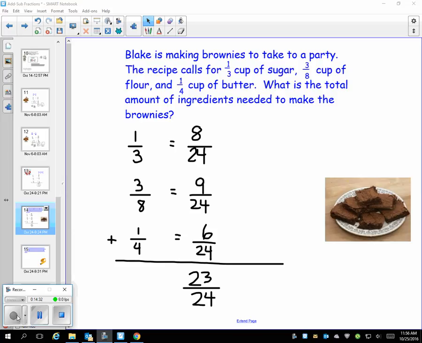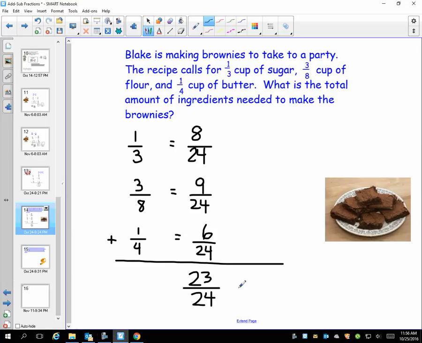Okay, and your final answer is 23/24 cups. I forgot to label my answer. 23/24 cups. That's almost one whole. 24/24 is a whole. Not quite, but almost one whole.